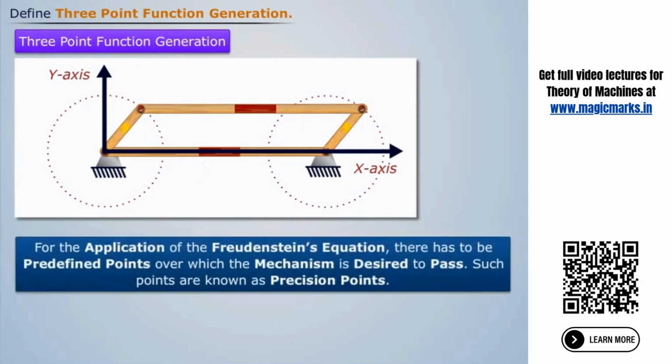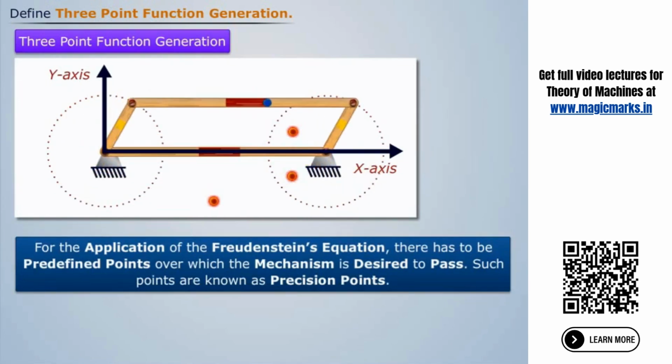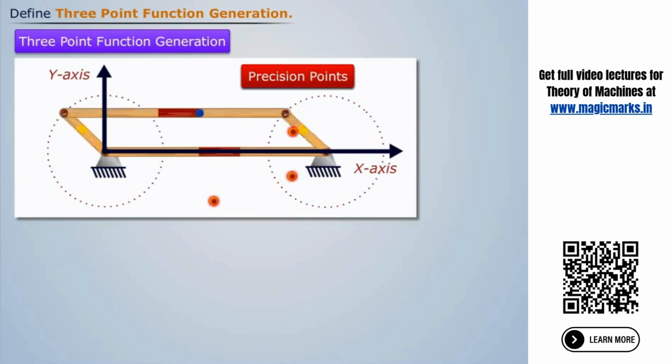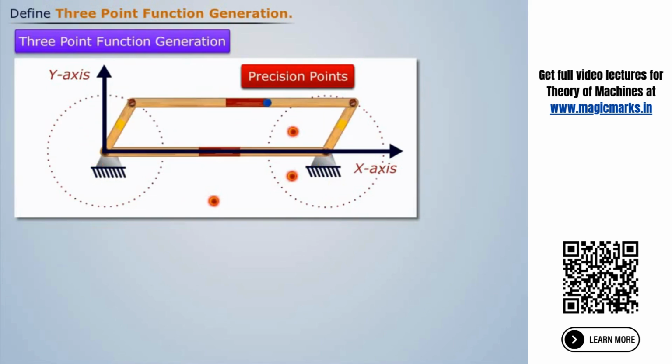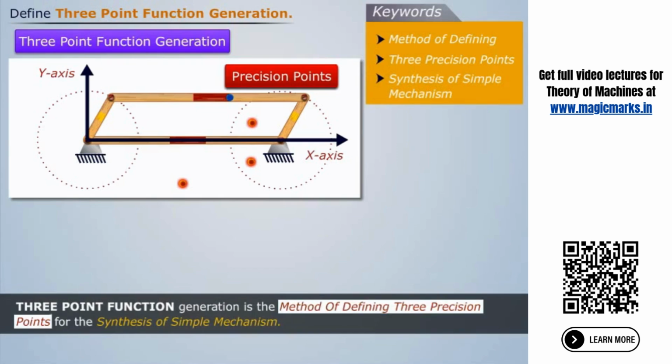Now for the application of Freudenstein's equation, there have to be predefined points over which the mechanism is desired to pass. Such points are known as precision points. For generation of a simple function, 3 precision points are selected. Such a method of defining 3 precision points for a mechanism is called three-point function generation. Thus, three-point function generation is the method of defining 3 precision points for the synthesis of a simple mechanism.